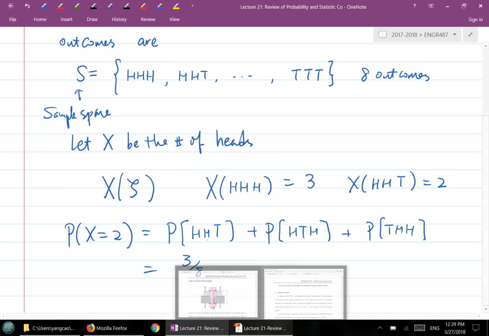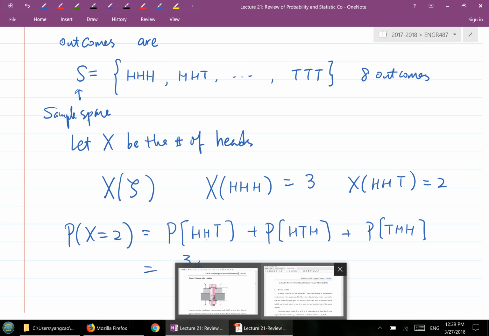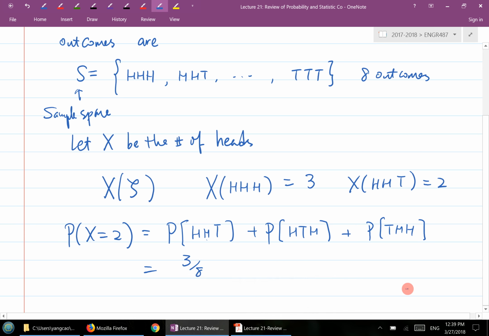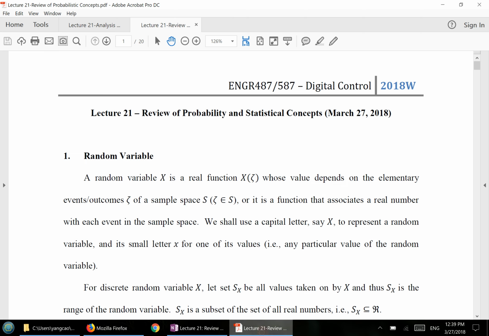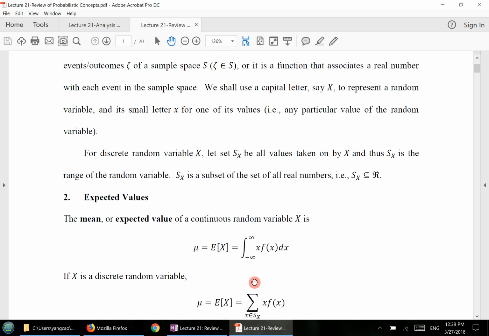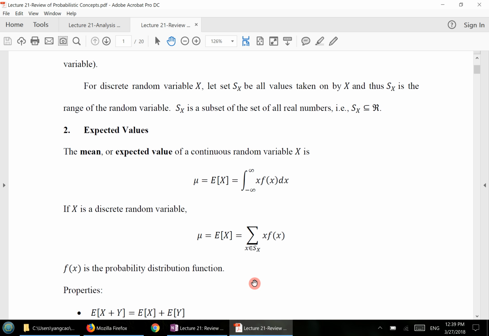Now, all the other concepts evolve around the random variable, and later we'll have a random vector, which is a vector of random variables. So coming back to the review, this is really nothing new. It's just to jog your mind. You have those materials.